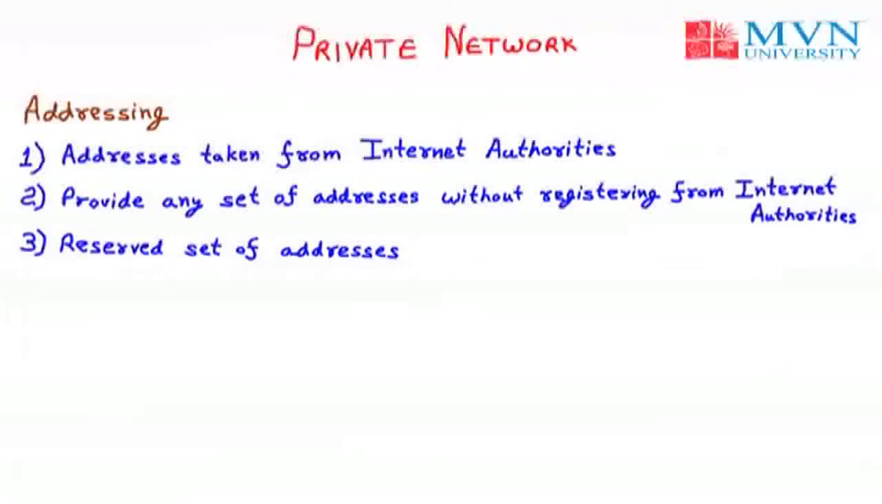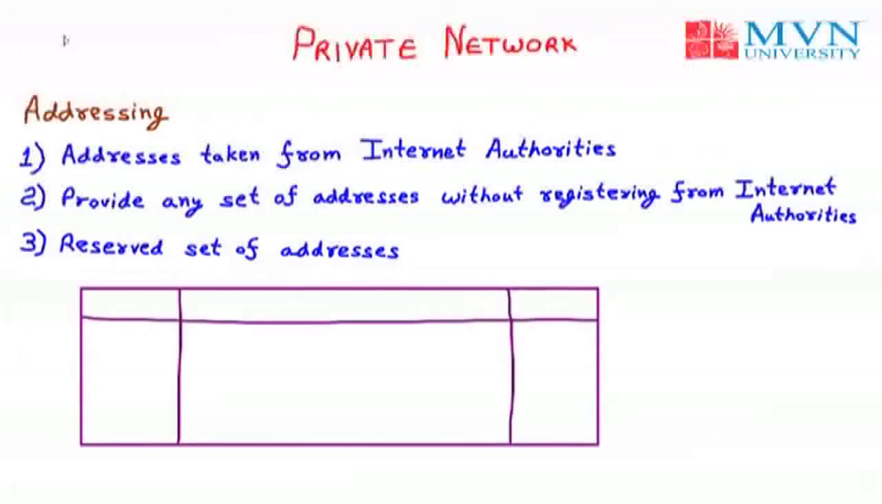Now I am going to draw a table. These are the reserved addresses that we can use in any network to make that network a private network. We have a table with three columns. The first is for the prefix, the second for the addresses, and the last column for the total number of addresses. So we have three categories into which we have divided the reserved IP addresses.